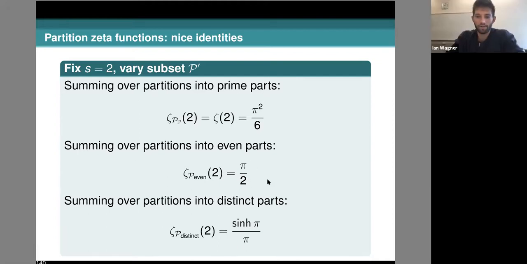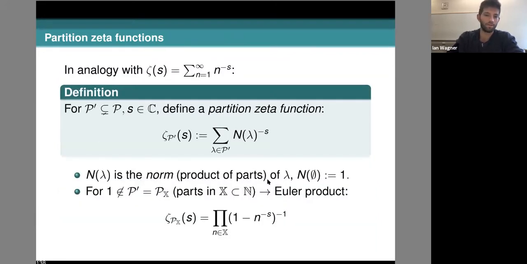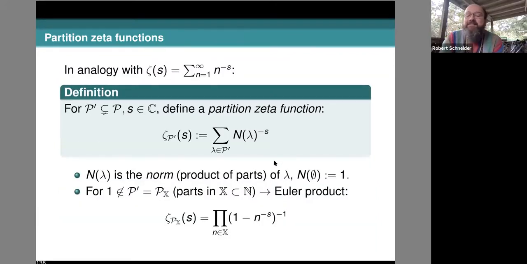So here we have one. We have another question. Yes, hi. About why we don't allow the full set of partitions in the definition of the partition zeta function. I should have said that, and I'm sorry I didn't. Okay, thank you for asking that.